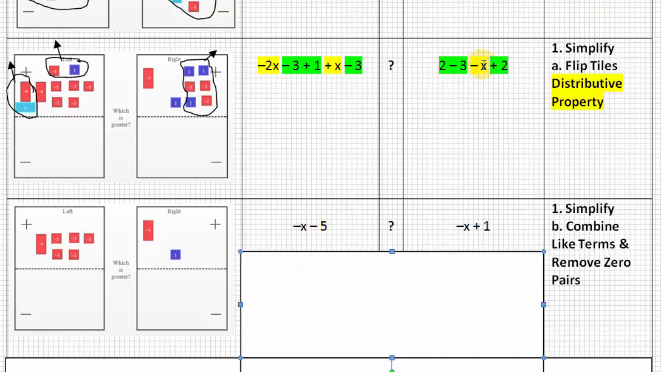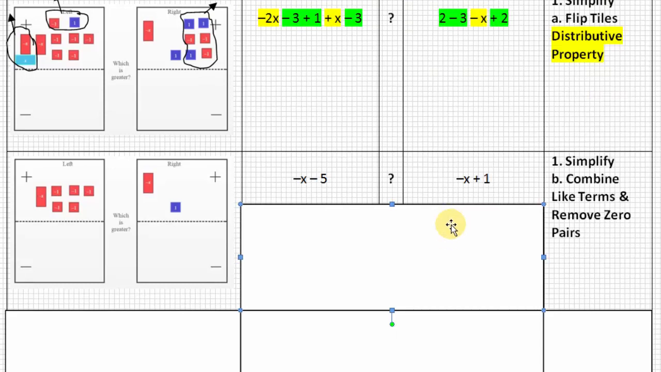On the right-hand side, this was the only x term I have. I need to keep that negative with it, so -x, and if I combine all these, 2 minus 3 is -1, but if I add 2, I get a +1, so the right-hand side simplifies to -x plus 1.